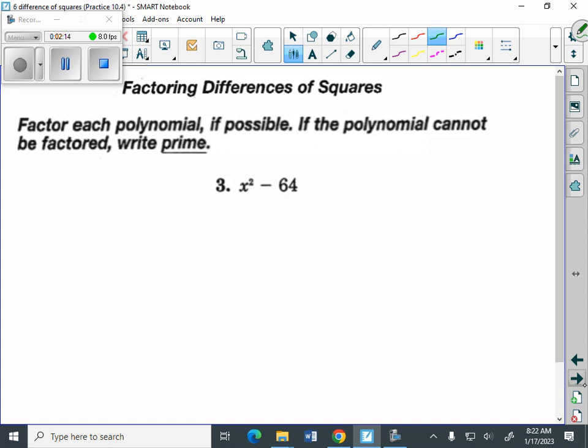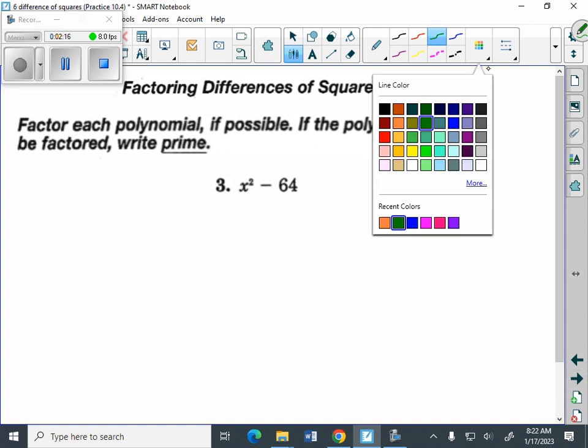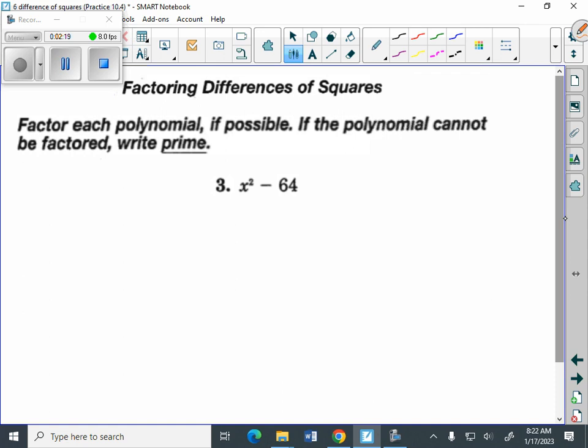Gonna look at the 3rd column on your paper. And our directions tell us that we're going to factor each polynomial if possible. If the polynomial cannot be factored, we're going to write prime. So first of all, again, with difference of squares, we need to have 2 terms, which we do. X squared is a term, 64 is a term, and we need to have a minus sign. If we have that, we can factor this expression into 2 parentheses.